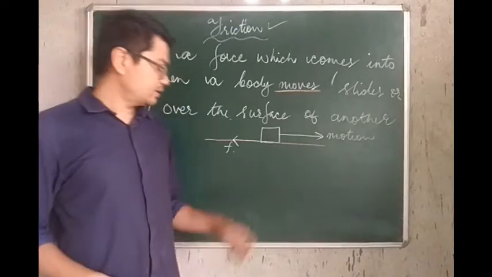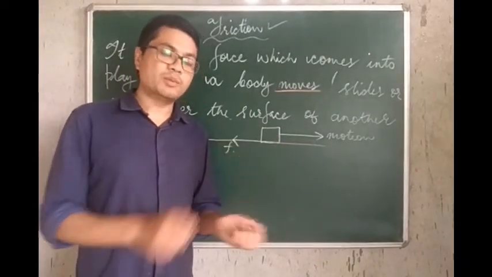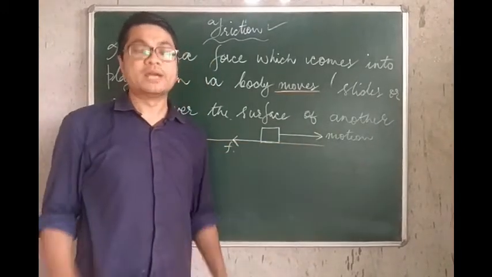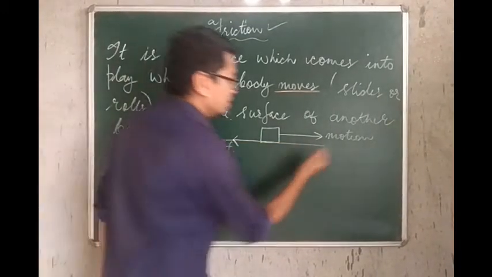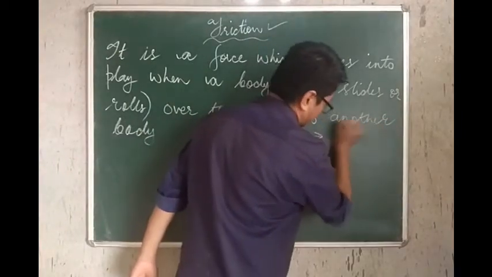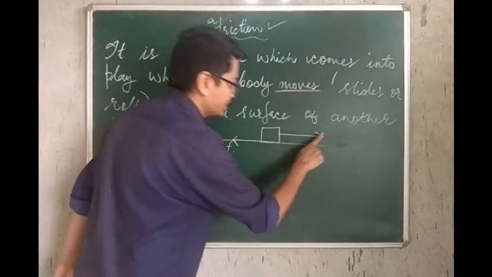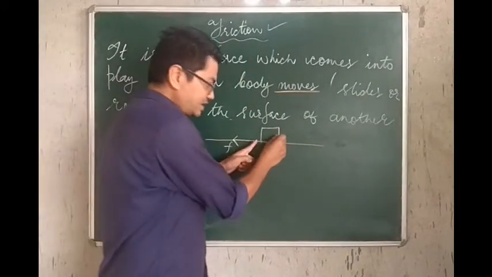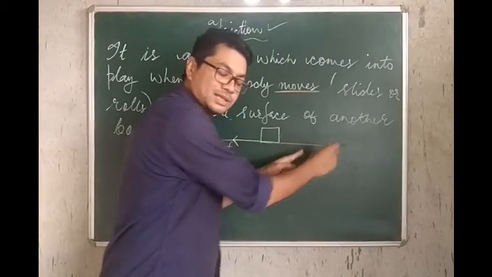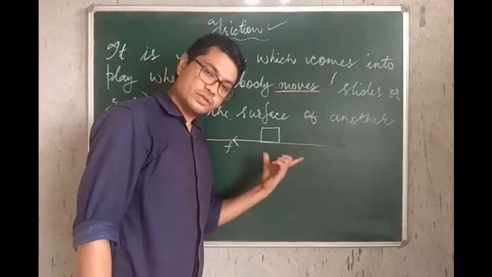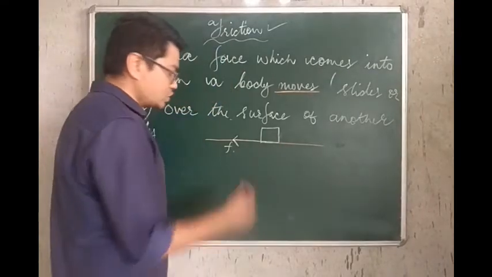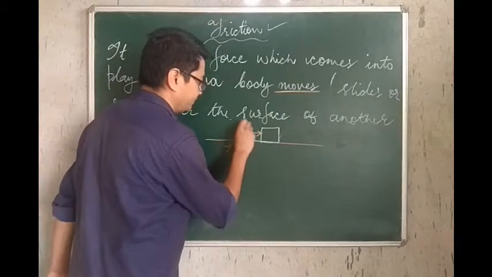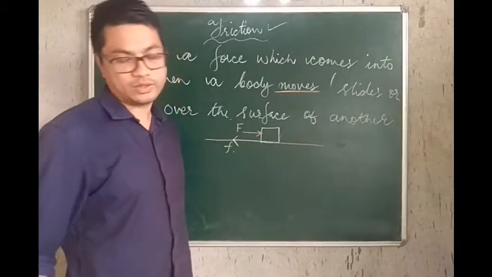So I will say friction also acts when a body is just about to commence its motion over the surface of another body. Now when a body is about to commence its motion over the surface of another body, the body is not yet moving. So for this body to start motion over the surface of another body, there has to be some force acting. Capital F is the applied force.